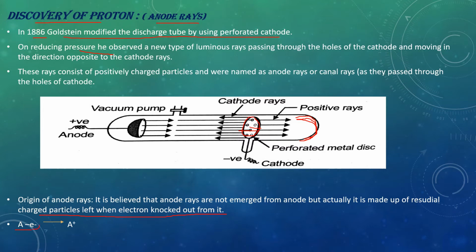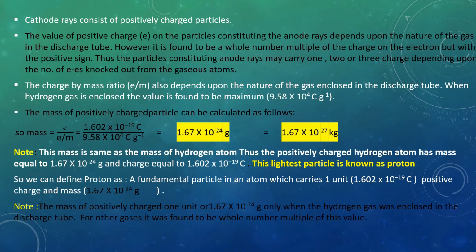When one electron is removed from it, it is converted into a positively charged particle, and these positively charged particles move towards the perforated cathode and produce luminance here. Now, anode rays consist of positively charged particles.